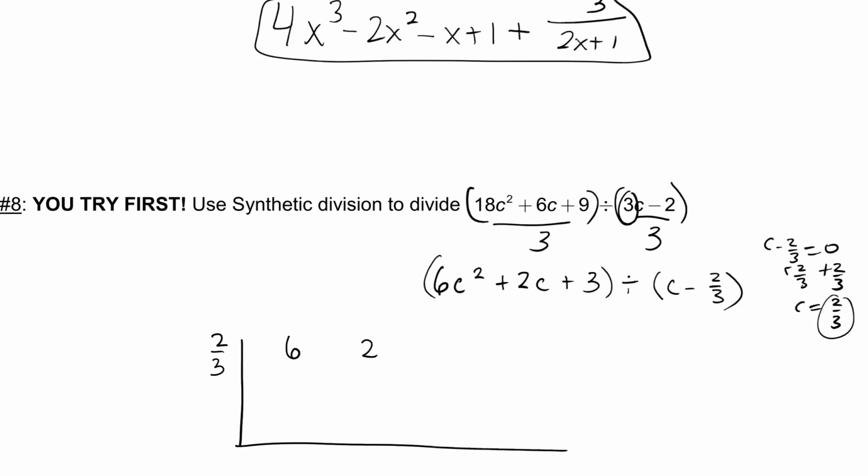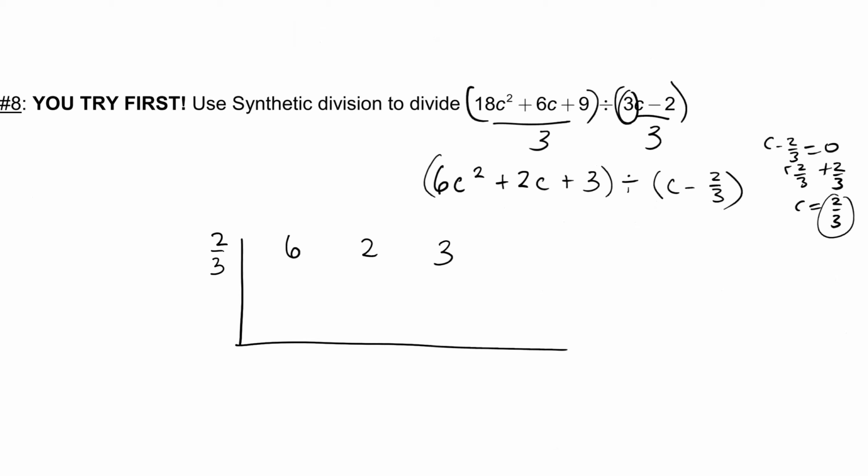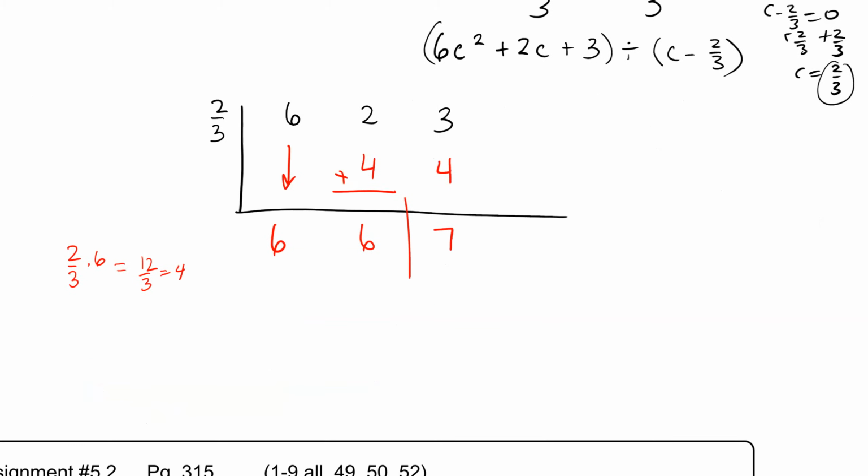Okay, copy down the coefficients. So I have 6, 2, and 3. Bring down the first coefficient, 6. Now we have 2/3 times 6. This is going to be 12 over 3, which is just 4. Add, you get 6 again. We know it's 4 because we just did this multiplication. All right, 3 plus 4 is 7, so I have a remainder of 7. So I start with a square, so this is just going to be to the first power, 6c plus 6 plus 7 over, well, this is what we divide by, so that's what I have to put right here.